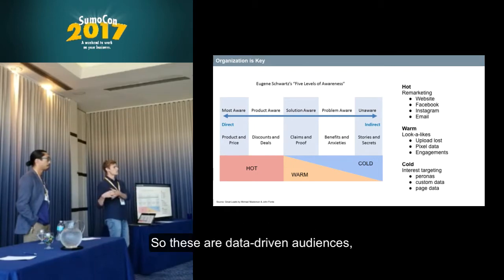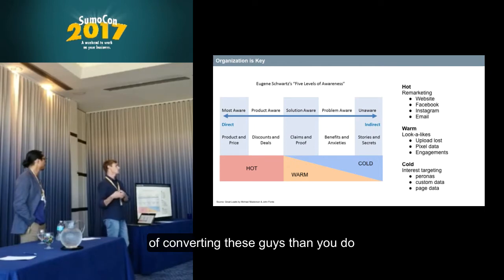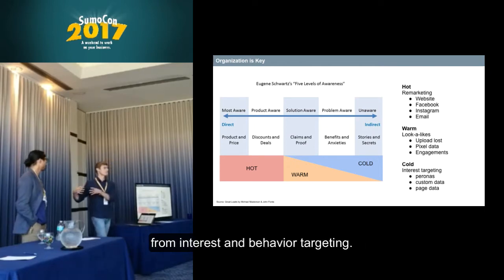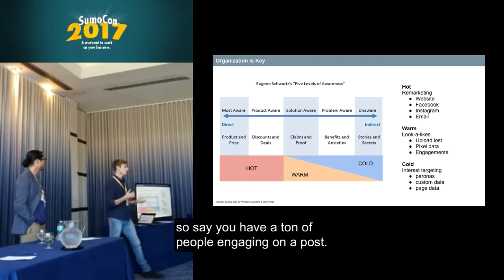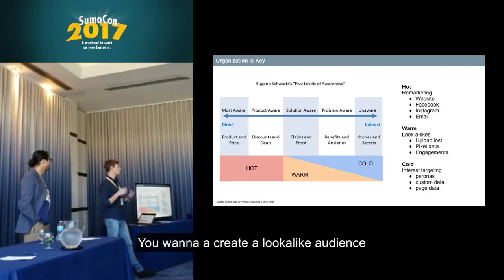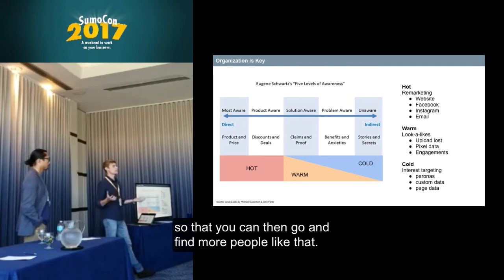These are data-driven audiences, and you have a much higher chance of converting these guys than someone you're just prospecting from interest and behavior targeting. The last part is lookalikes based off engagement. Say you have a ton of people engaging on a post, you want to create a lookalike audience from those engaged users, so that you can go and find more people like that.